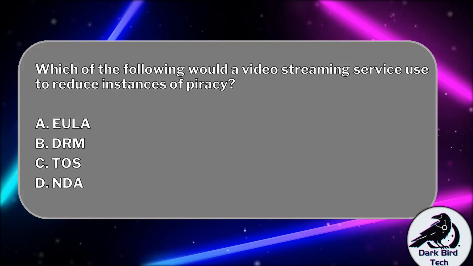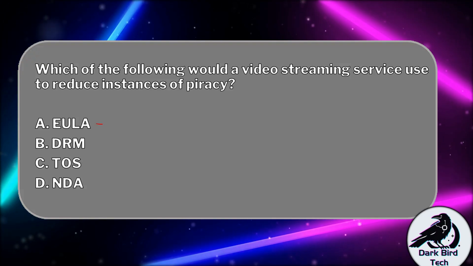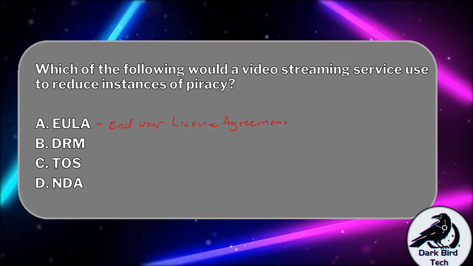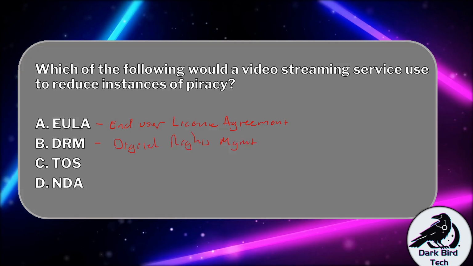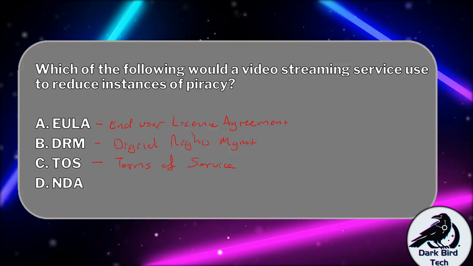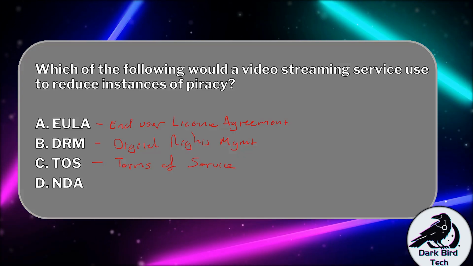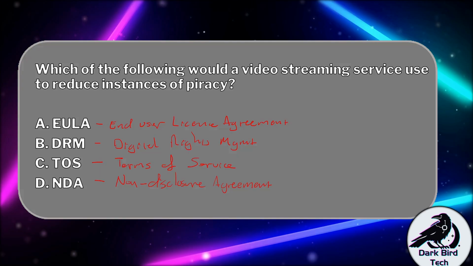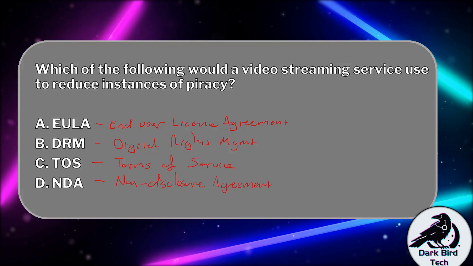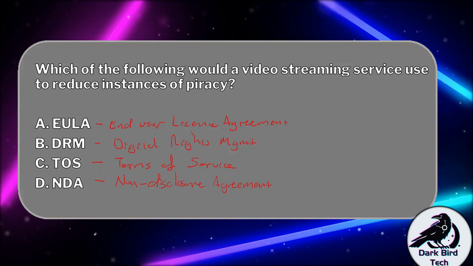So first, let's remember what these acronyms are because that can mess with you a bit. First one is an end user license agreement. Second one is digital rights management. Third one is terms of service. Sometimes the O is written in lowercase. And NDA is non-disclosure agreement. So let's run through them.